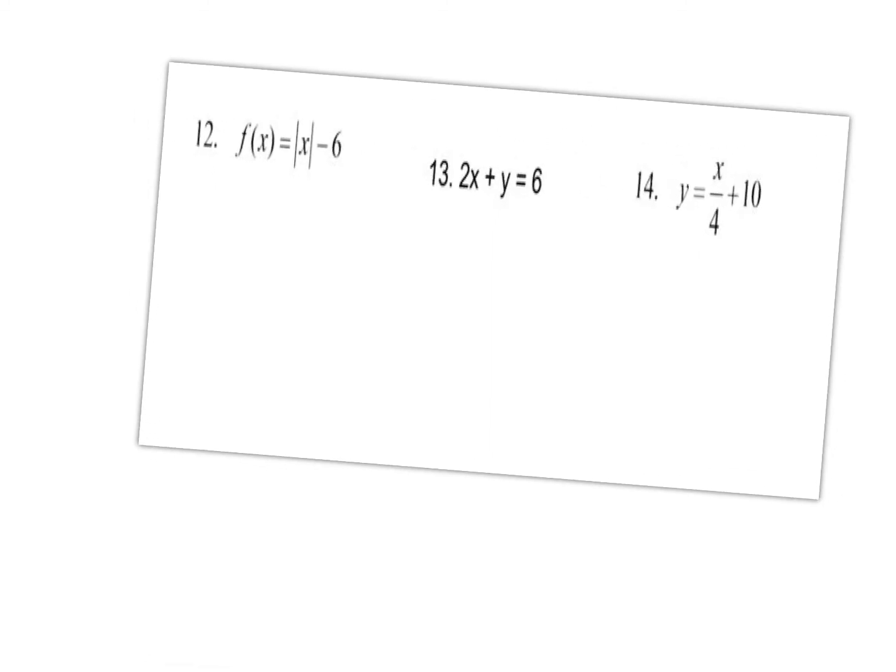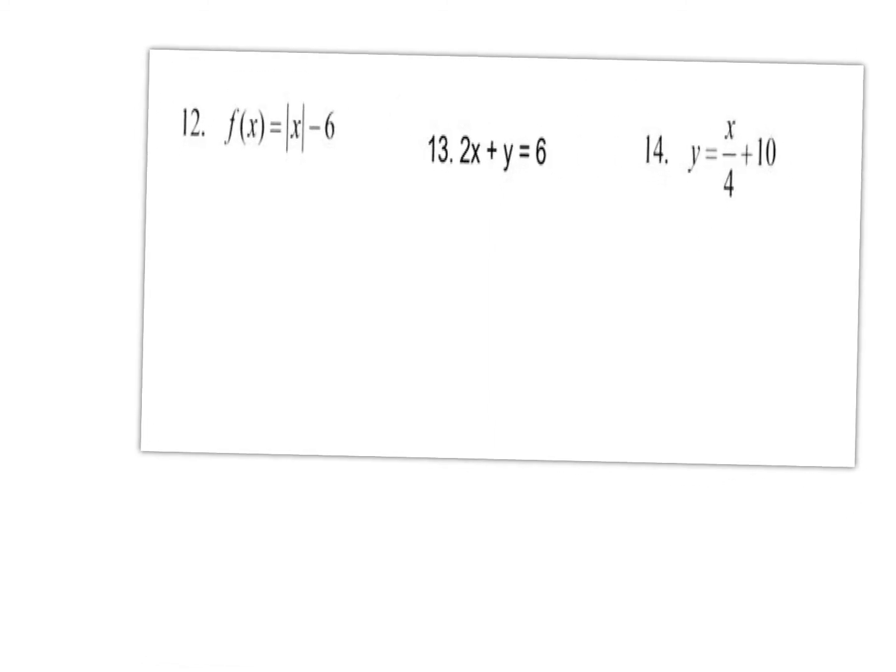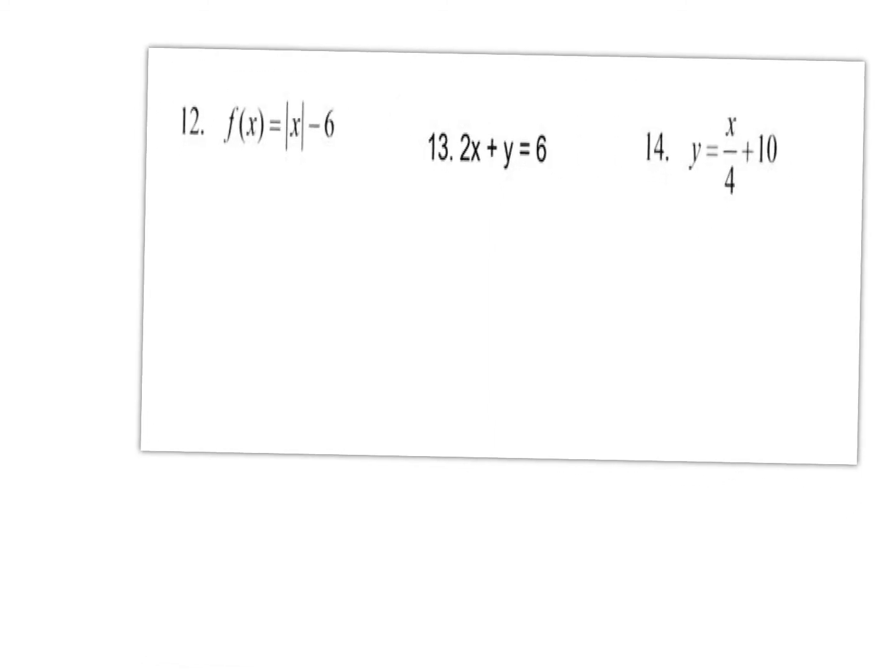Last but not least, I'm assuming we are identifying if it's a linear function. So here we go. Last one. So to start, do we have exponents? The answer is no, we do not. Second thing is, do we have absolute value? Yes, we do. Therefore, this is not a linear function. All right, the next one. Let's take a look at that one.